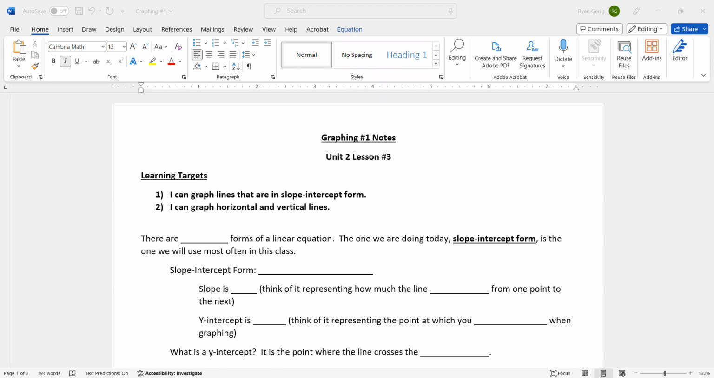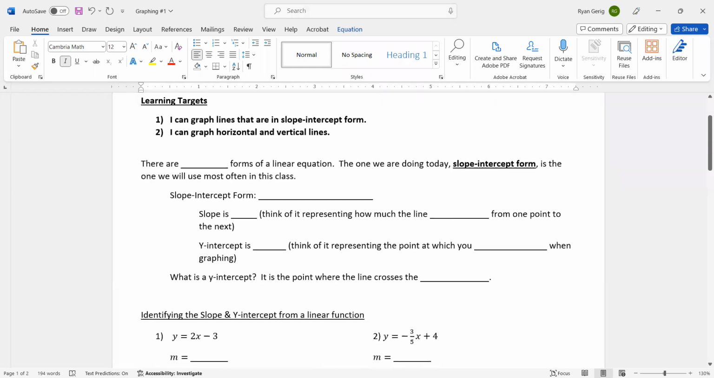When it comes to lines, we've done graphing with number lines, but this will be our first graphing with linear equations. Today, we're going to graph lines that are in slope-intercept form, and we're going to graph horizontal and vertical lines. There are actually three forms of a linear equation. The one we're doing today, our first one, is slope-intercept form. It is the one we will use most often, typically.